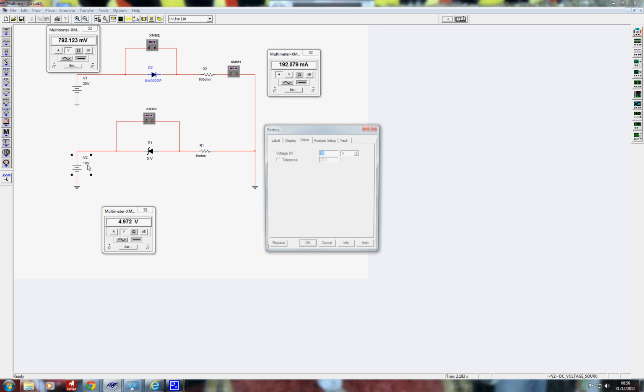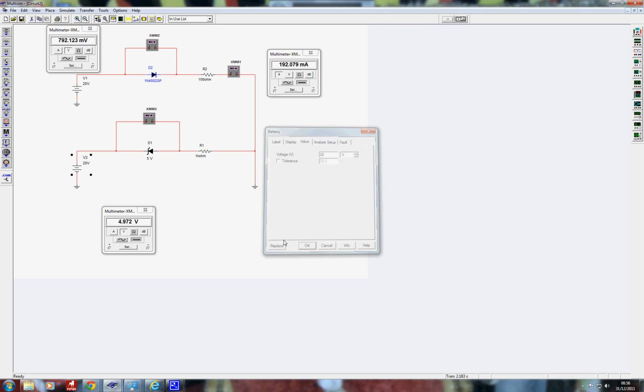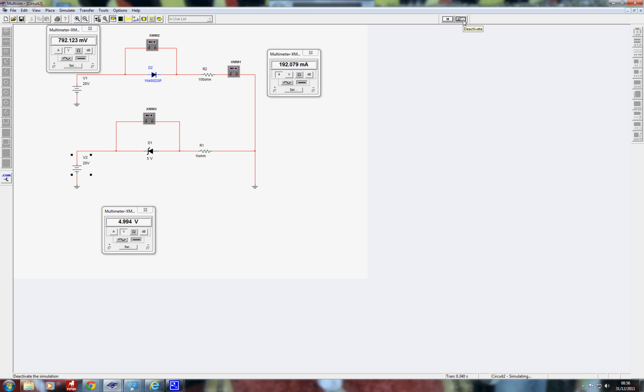To show this, I'm going to double the power supply. You'll note the Zener voltage at the moment is at 4.972 volts, and when I simulate the circuit again, you can see quite clearly that it's changed a little, but for a doubling of the supply voltage, just a few millivolts change in the voltage across the Zener is a pretty good result. And that's the purpose of a Zener. It's to provide a stable voltage reference regardless of changes in the power supply.